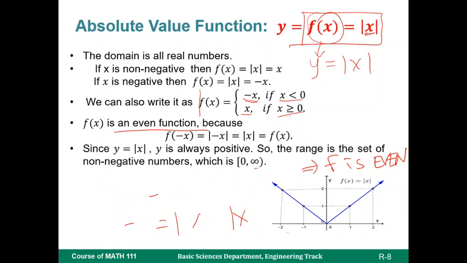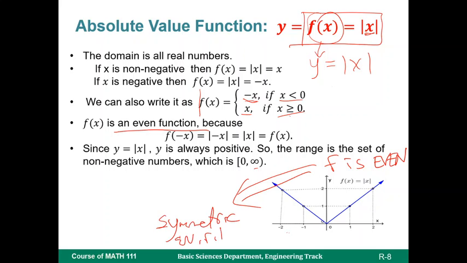And if f is even, then this implies its graph will be symmetric with respect to the y-axis. So you see this one here. This is symmetric with respect to the y-axis. If you have this point, its reflection through the y-axis is also on the graph. So it's a graph symmetric with respect to the y-axis.